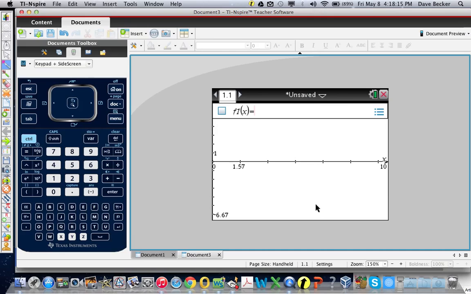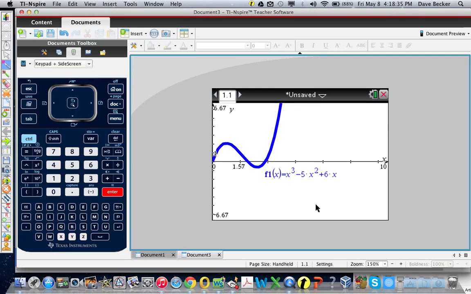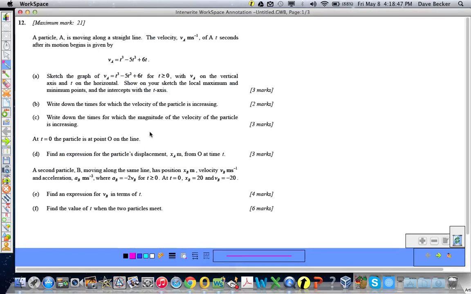All right, so now we are going to graph x cubed, it's t, right? Minus 5x squared, and then plus 6x. All right, so there we go. We can do a nice little sketch there. We have to find the maxes and the mins. What's everything that we got to do? Max, mins, and intercepts. Local max, min, and the t-intercepts, I should say.